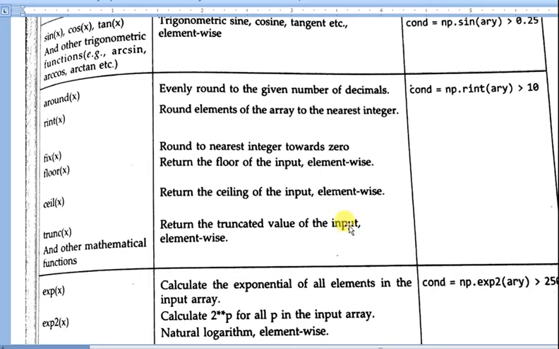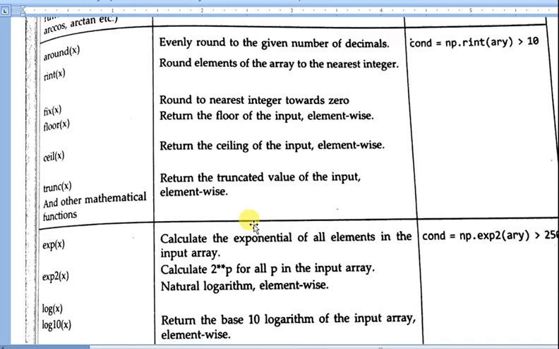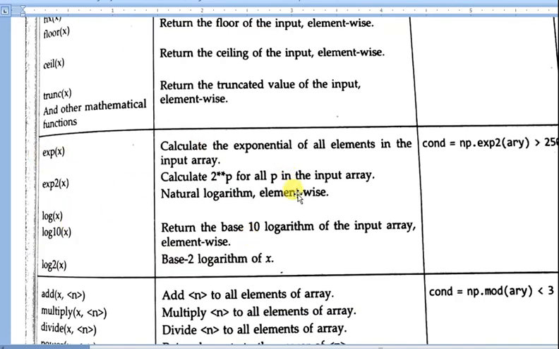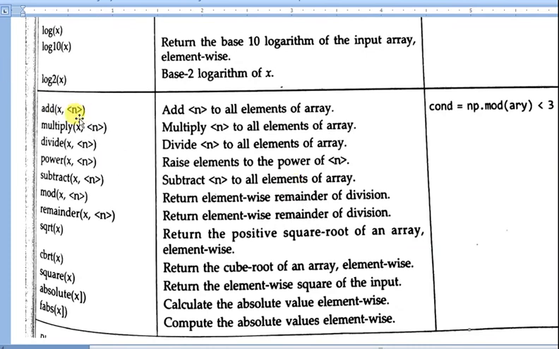Suppose 2.5 is given, it will not actually round off, it returns 2.5, and if you convert it into an integer, only 2 will return. So it will only truncate the value. Truncate means it will not round off actually. We have to pass the number here, then we can use it. Okay, and next, these are the functions you can use, and these are the functions we can apply.